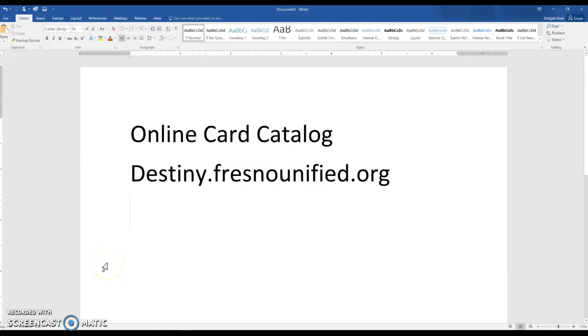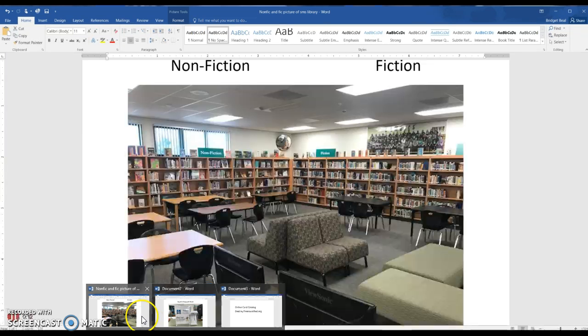Hi, this is Miss Beal, and I'm going to show you how to use our online card catalog. The first thing that you need to know is the layout of our library.